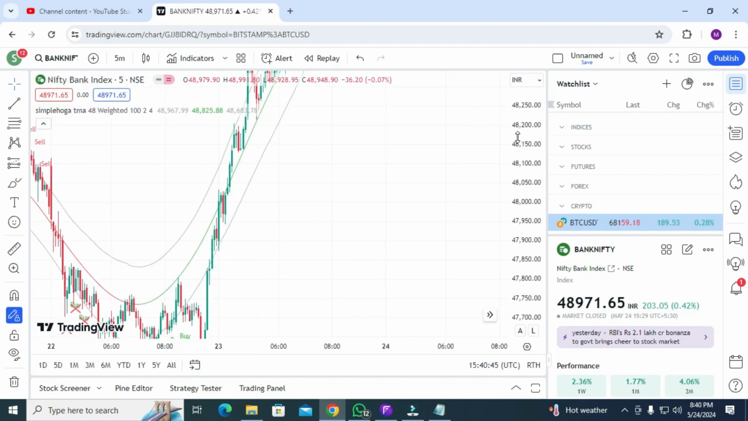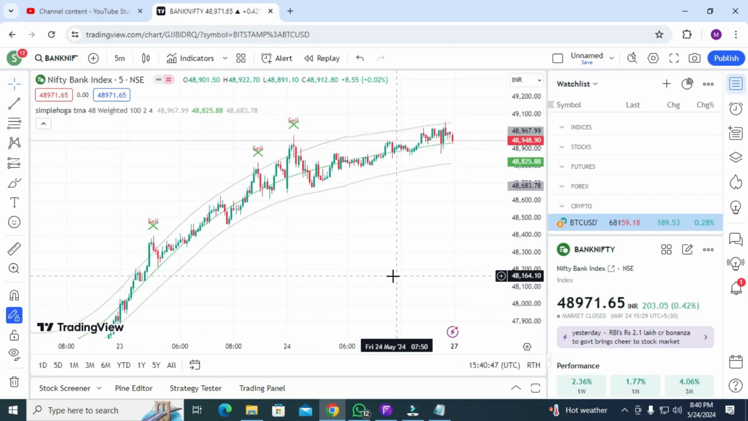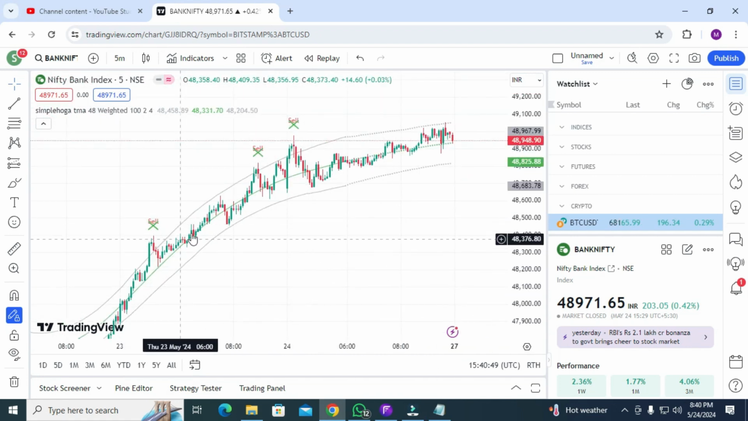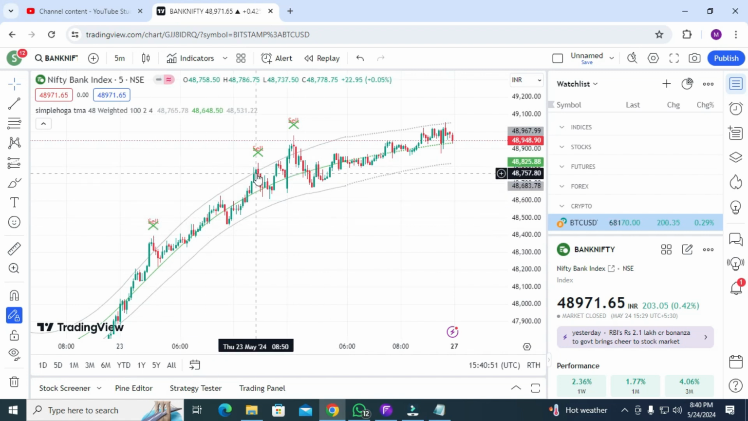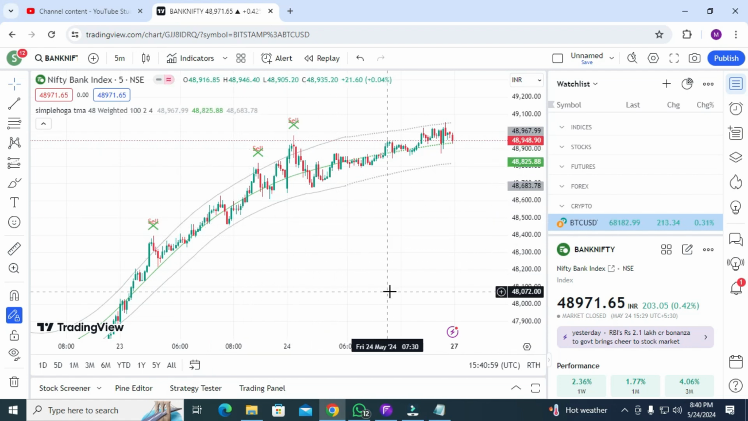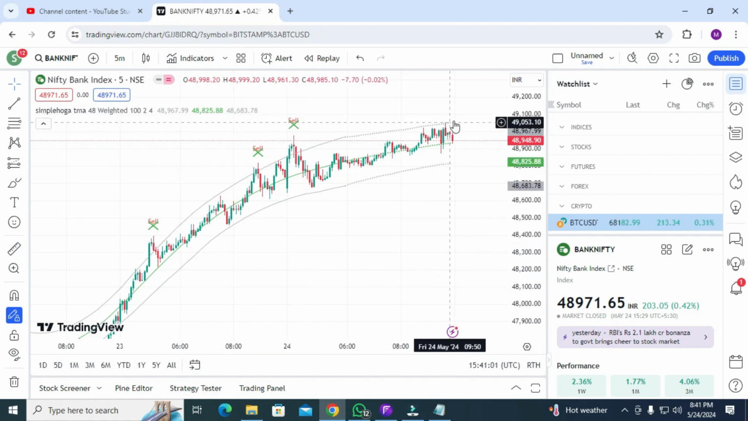But in the 1 minute time frame, I hope you will understand, the market is going upside, so this is giving you the signal with the cross. That means do not go for the sell trade, and you need to go for the sell trade only when you get a sell signal.